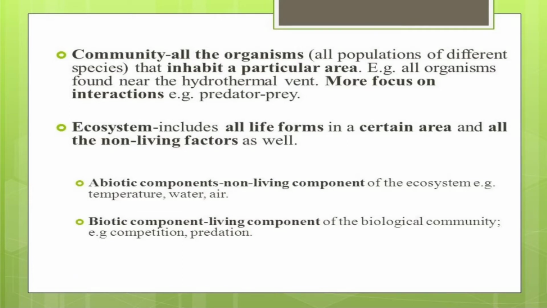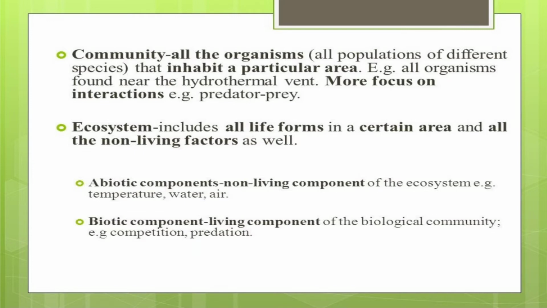Community: all the populations of different species that inhabit a particular area. For example, all organisms found near the hydrothermal vent, with more focus on interactions, for example predator and prey. Ecosystem: it includes all life forms in a certain area and all the non-living factors as well. Those are abiotic components and biotic components.